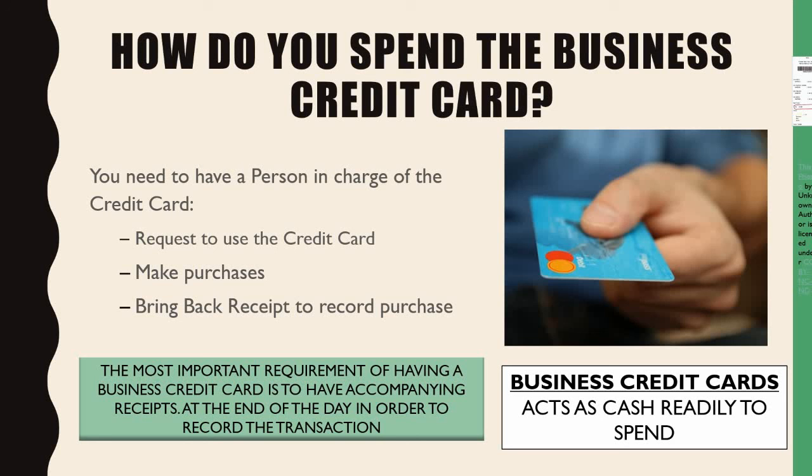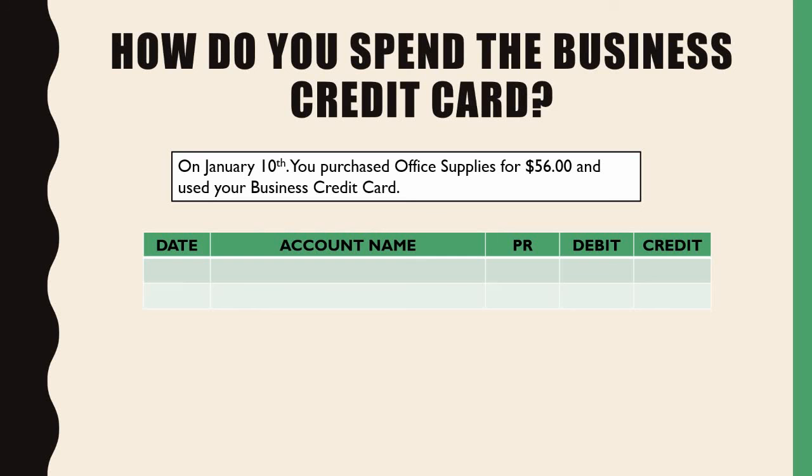But the idea here is you have to record the transaction as you go, okay? Because think about it, right? When you buy something, for example on January 10, you end up purchasing office supplies for $56, and you use your business credit card. Now, a business credit card, if you use it, it's as if you paid for it, right? And that's going to show up on your liabilities because you spent money on your credit card.